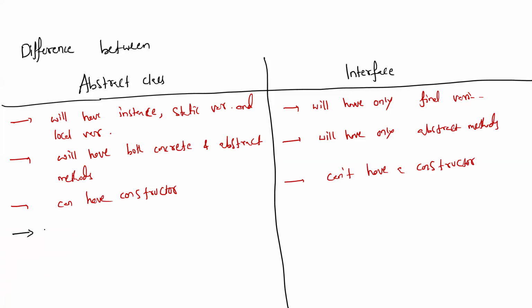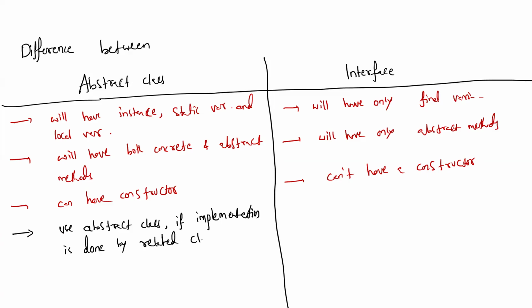Then what's the next one? Use an abstract class if implementation is done by related classes. Just now we took the example of RBA and other classes, only related classes.